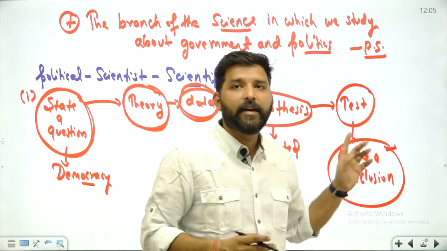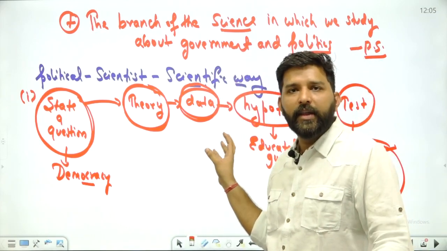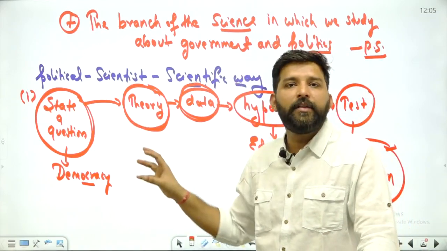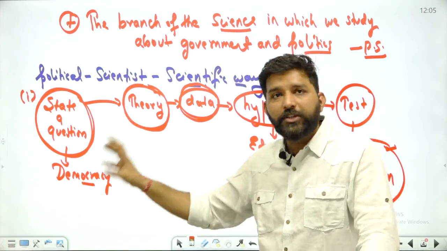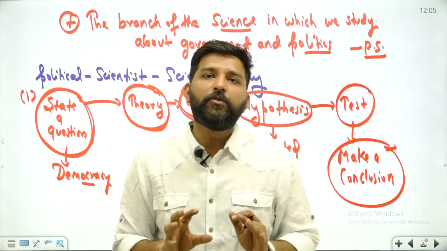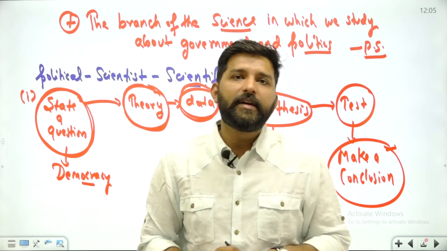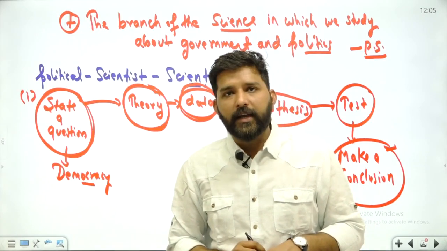So therefore, tests are included in political science. Therefore, hypotheses are included in political science. Therefore, theory is included in political science. We state questions in political science. All of this is a scientific approach to understand the subject of political science. So this is the basic understanding of the word political science.